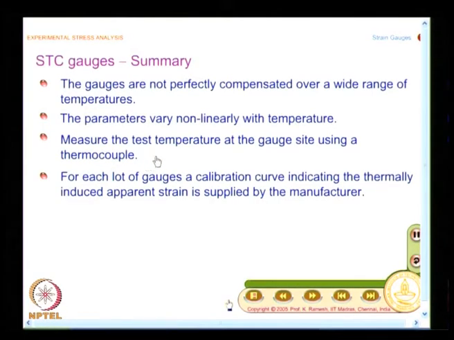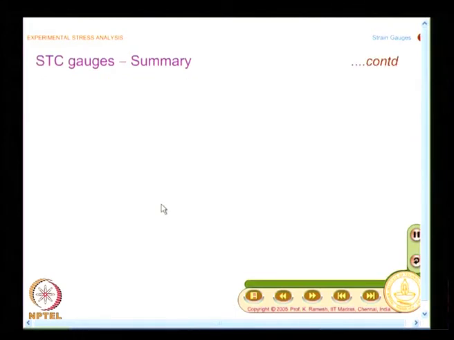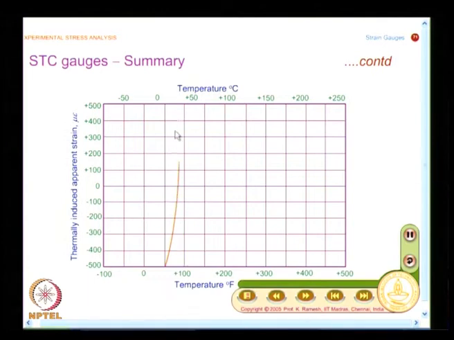Once you find out the temperature, the manufacturer supplies for each lot of gauges a calibration curve indicating the thermally induced apparent strain. That we have already seen in the earlier classes, we will again have a look at it. I have temperature and I have thermally induced apparent strain. So, I measure from this graph, for a given temperature, what is the thermally induced apparent strain and subtract it from my measurement. Whatever the measurement I make, I subtract it, but this is cumbersome.